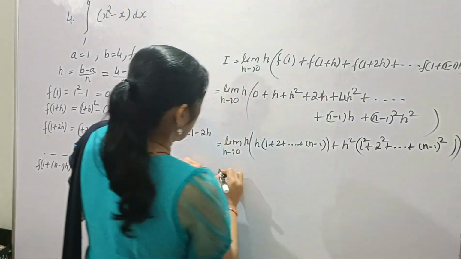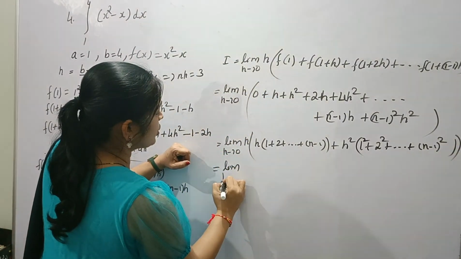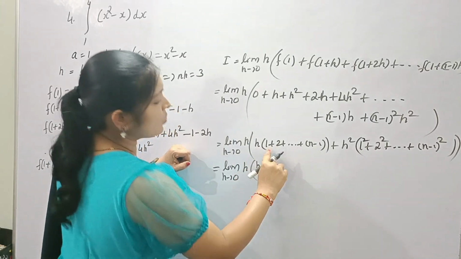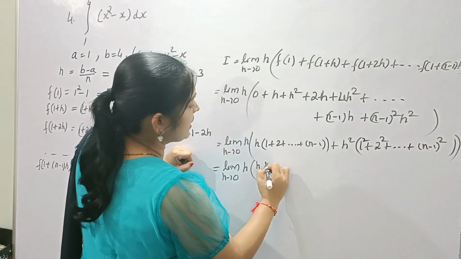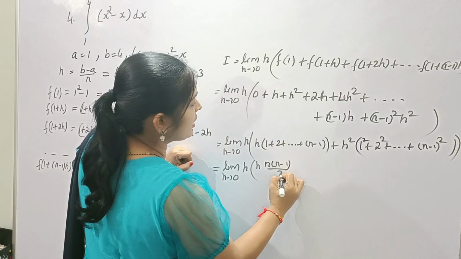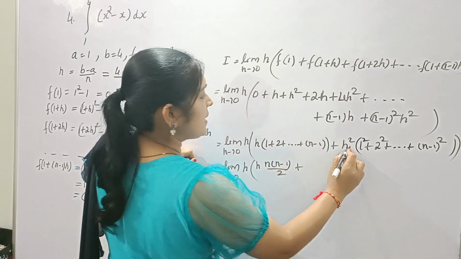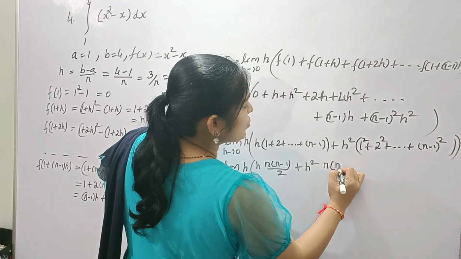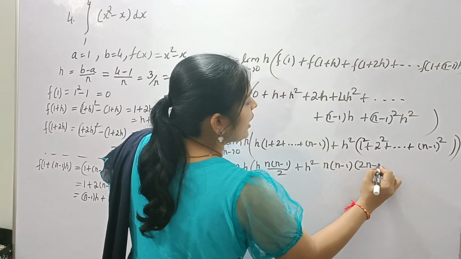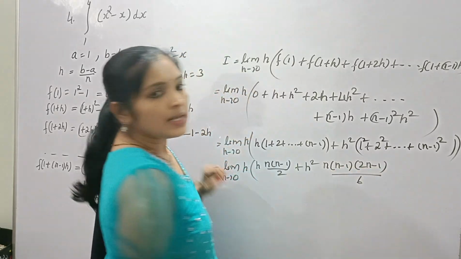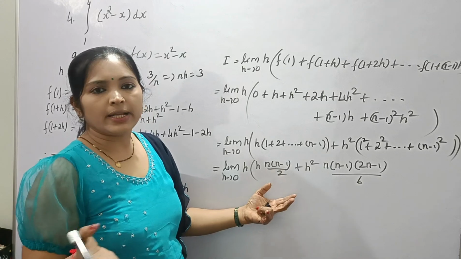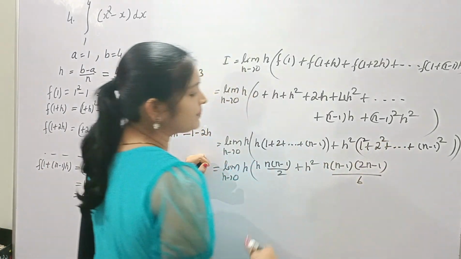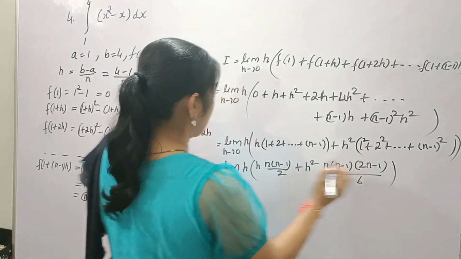Okay. Then limit h tends to 0 h into, this sum is nothing but n into n minus 1 divided by 2 plus here h square into, this sum is nothing but n into n minus 1 into 2n minus 1 divided by 6. These all things we have already studied in our 10th standard, right? The sum of squares of these numbers, okay?